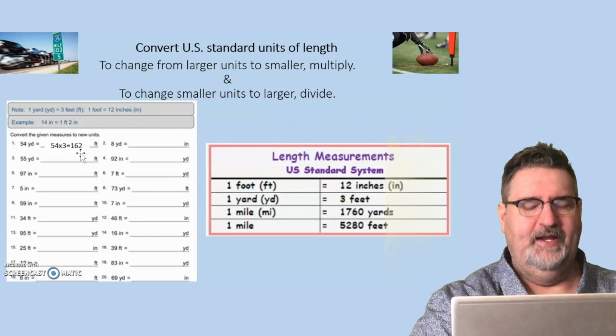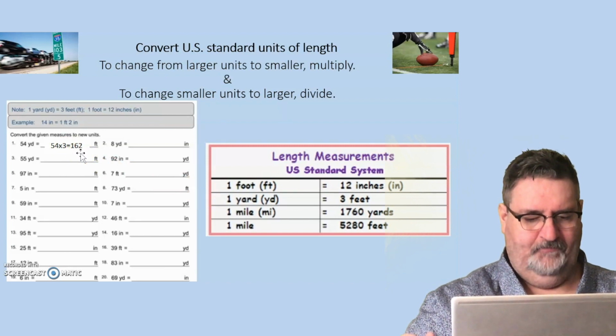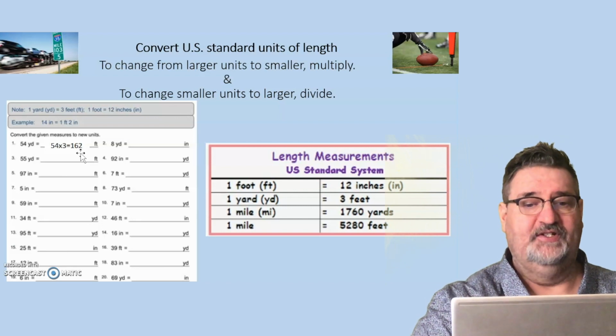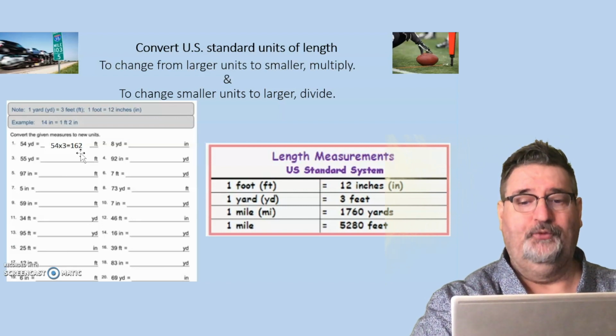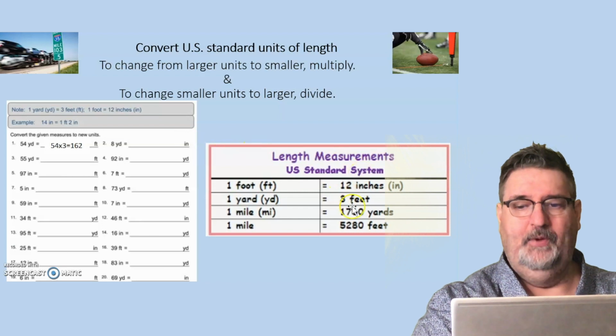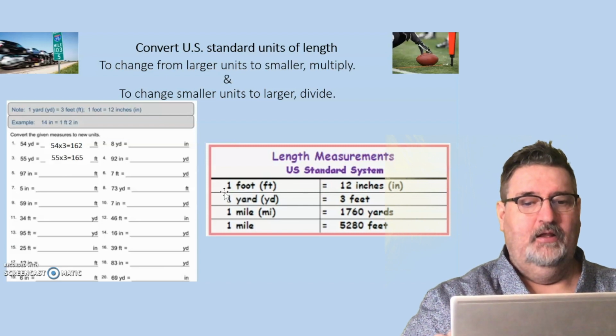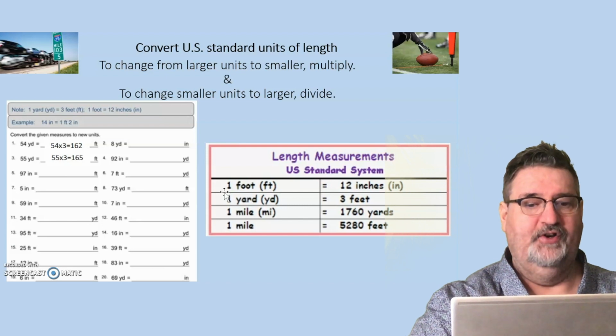For number 3, we're going to try yards to feet. Again, there are 55 yards. So it's going to be 55. How many feet? 3 feet in a yard. And we can see that on the chart right over here. So we're going to multiply 3 feet times the 55. All right, on the next one, we're going to go to number 5.